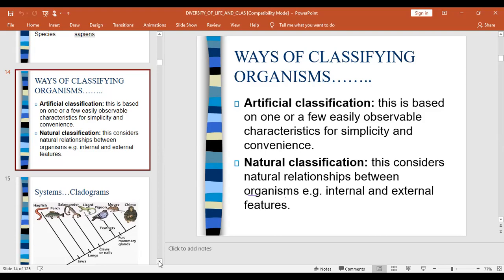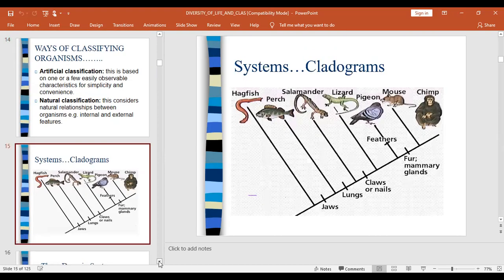We have others which are natural classifications, and it considers natural relationships between organisms, especially the internal and the external features. Much as I am dark-skinned, when you look internally, you'll find that all the organs and structures you have, I have. We all have a 4-chambered heart. We all have 5 lobes of the liver. We all have 2 lobes of the lungs. We all have white blood cells. We all have red blood cells. So that becomes natural. We look at the internal and the external features that are similar.